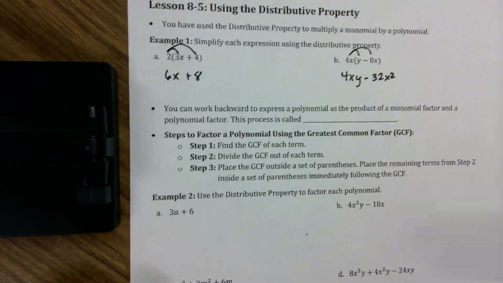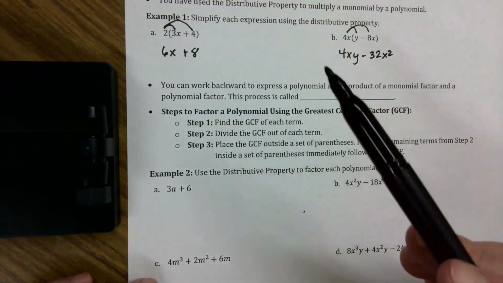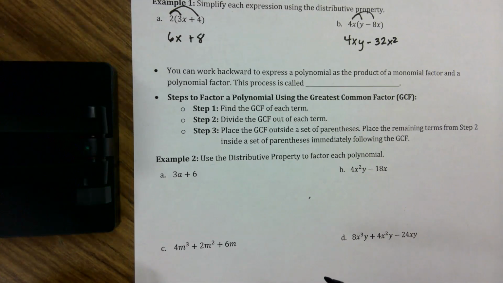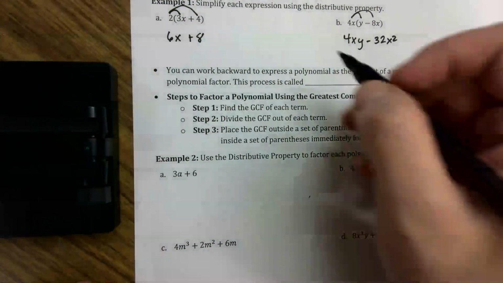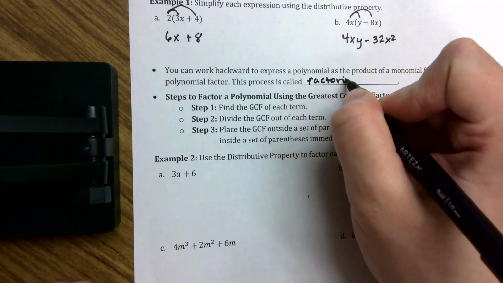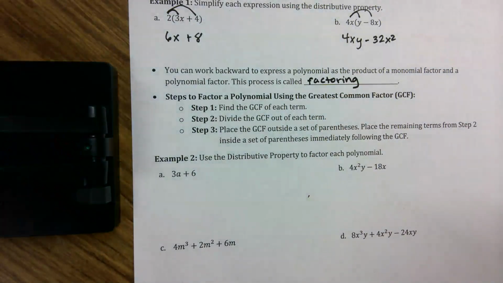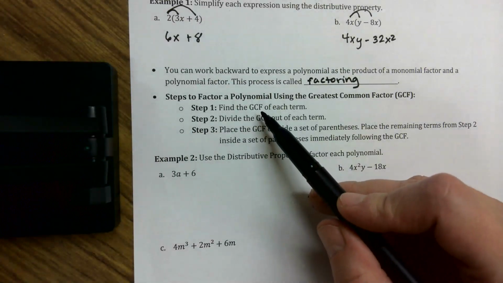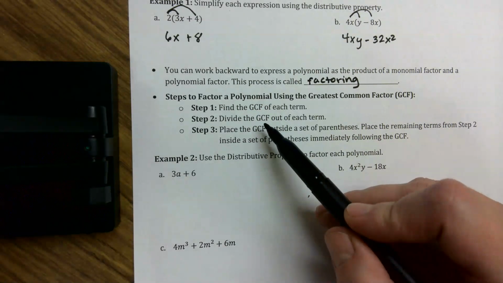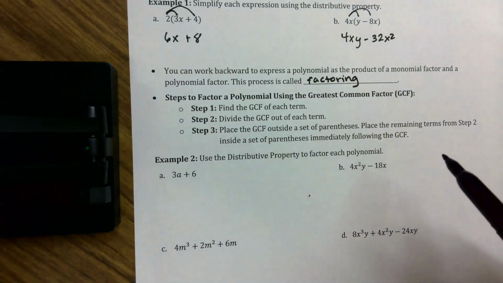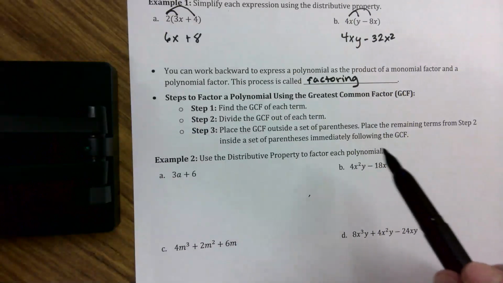You can work backwards to express a polynomial as a product, a multiplication of a monomial factor and a polynomial factor. This process is called factoring. Steps to factor a polynomial using the greatest common factor: you find the GCF of each term, you divide the GCF out of each term, and you place the GCF outside of the parentheses. Then place the remaining terms from step 2 inside of the parentheses.